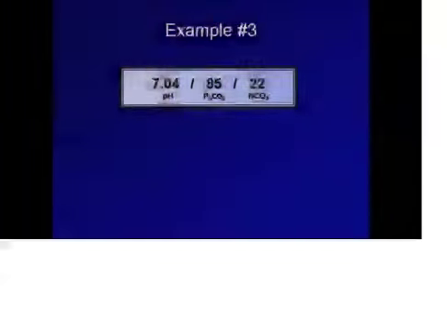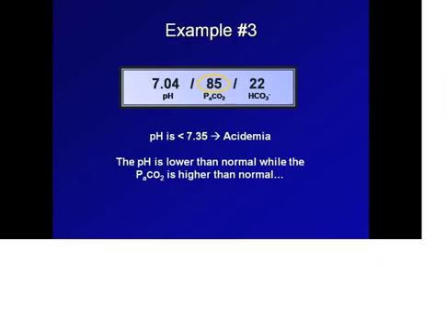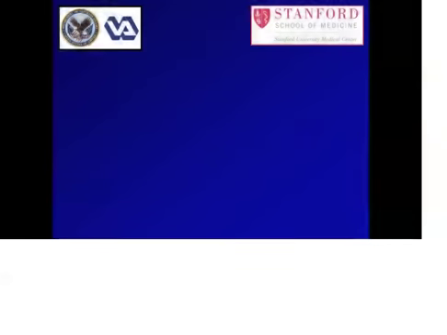Here's the final example. First, the pH is very low, so there's an acidemia. While the pH is lower than normal, the PCO2 is higher than normal. Therefore, the causative disorder is respiratory. Therefore, the patient has a respiratory acidosis. Identifying simple acid-base disorders really is that simple. In the next lecture, I'll discuss further the phenomenon of compensation and how that allows us to identify the presence of more than one acid-base disorder simultaneously.